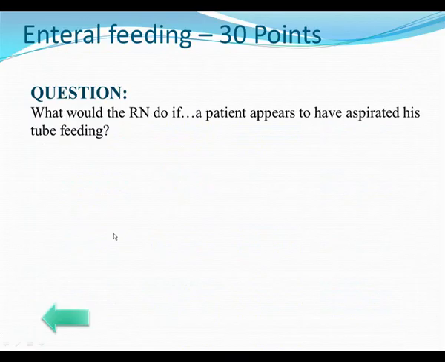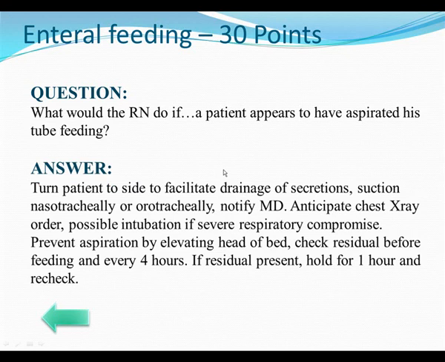What would you do if your patient appears to have aspirated his tube feeding? And this is scary and this is bad. We know people can die from this. Turn your patient on the side, because if there's stuff in that oropharynx, you want it to come out. You don't want it to be stuck in there. Turn him on his side, suction him out. You may have to get a nasotracheal suction or an oral tracheal suction kit out and suction him out, or you may be able to get it with a Yankauer. Just get in there and get out what needs to get out.